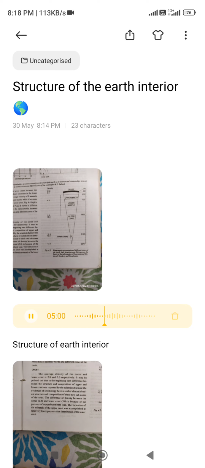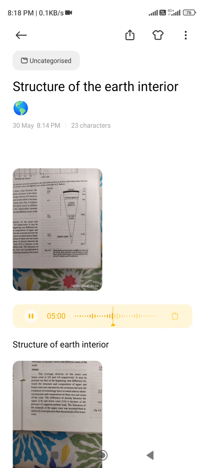Now come to the mantle. Mantle is also a part of the Earth's interior structure, which is divided into three parts: upper mantle, lower mantle, and zone of low velocity.